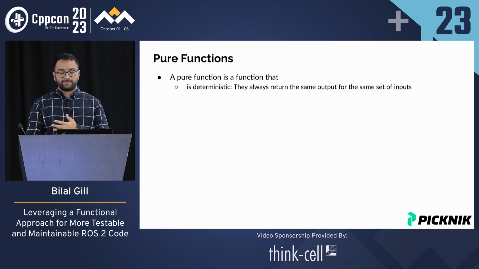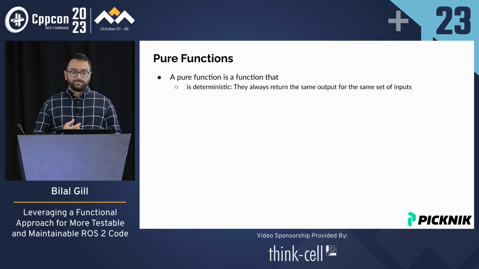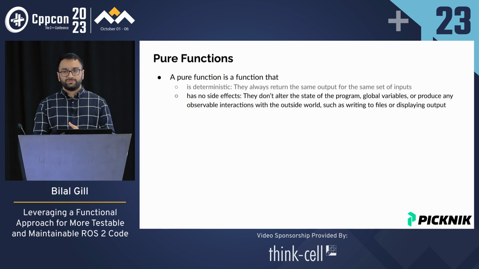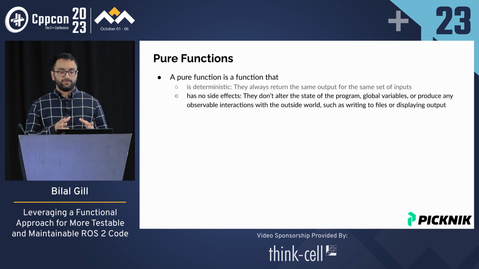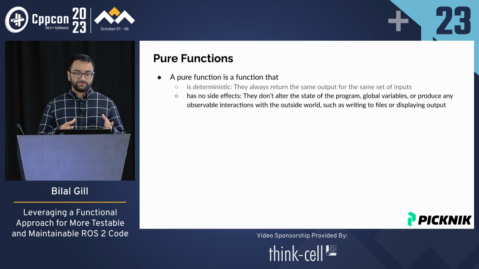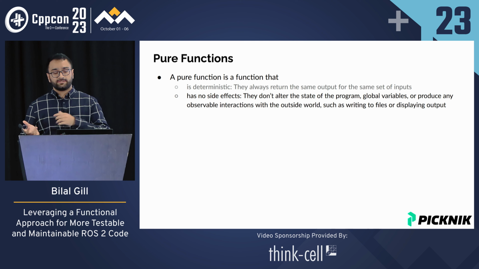The first thing I'm going to talk about is pure functions. A pure function is a function that is, one, deterministic: it always returns the same output for the same set of inputs, right? And two, it has no side effects. So they don't alter the state of the program, global variables, or produce any observable interaction with the outside world, such as writing to files or displaying output.